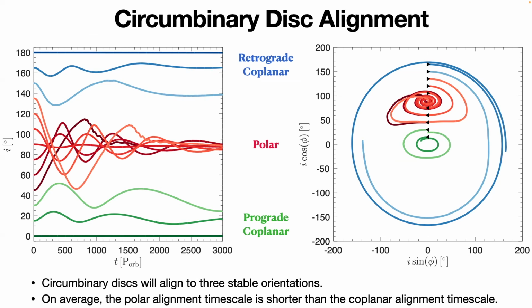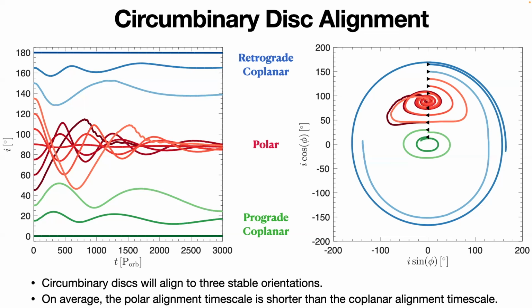But you notice that the disk doesn't go straight to 0. If you start at 30, it doesn't go straight to 0. It has these oscillations, and these oscillations are from the torque of the eccentric binary. This can play a factor in planet formation, because if the alignment time scale is longer than a disk lifetime, which is about 1 to 10 million years, the disk will never fully align coplanar.